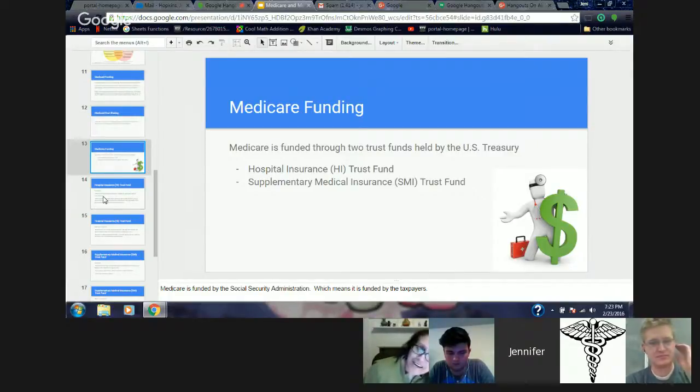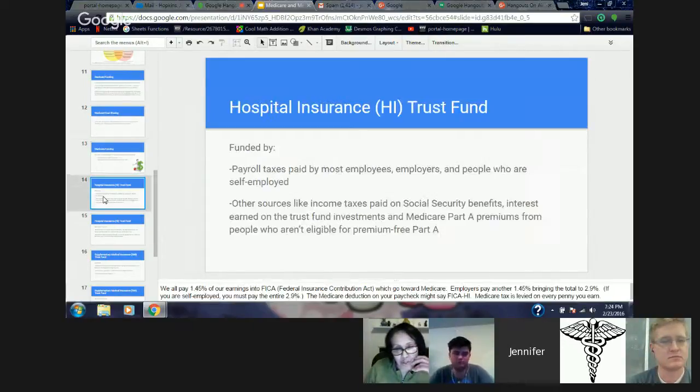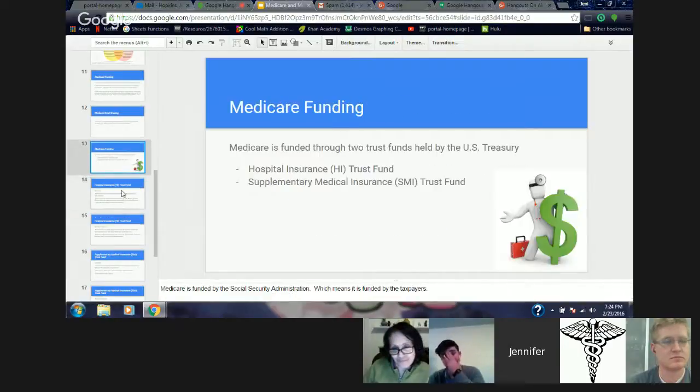Medicare funding. Medicare is funded through 2 trust funds held by the U.S. Treasury: Hospital Insurance Trust Fund and Supplementary Medical Insurance Trust Fund. Medicare is funded by the Social Security Administration, which means it's funded by the taxpayers.